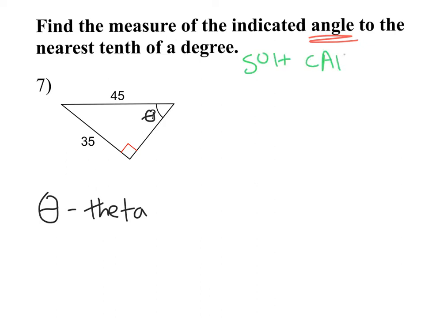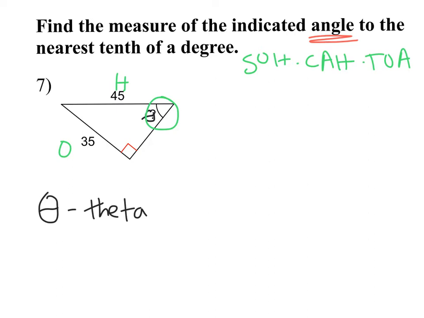Just rewriting my trig ratios here because I have a feeling I'm going to need those. And I'm going to start this problem by labeling my triangle. Remember in the other video, we labeled from the angle measure that I know. In this case, I'm going from the angle measure I don't know, but I'm seeking. So from that angle measure, I'm going to say that the 35 is my opposite, and the 45 is my hypotenuse of my triangle.